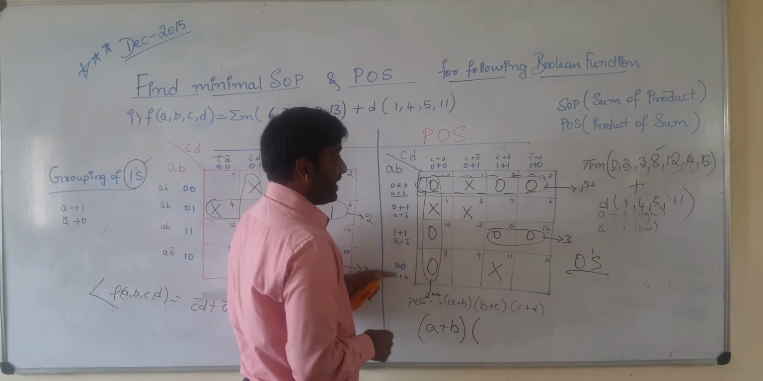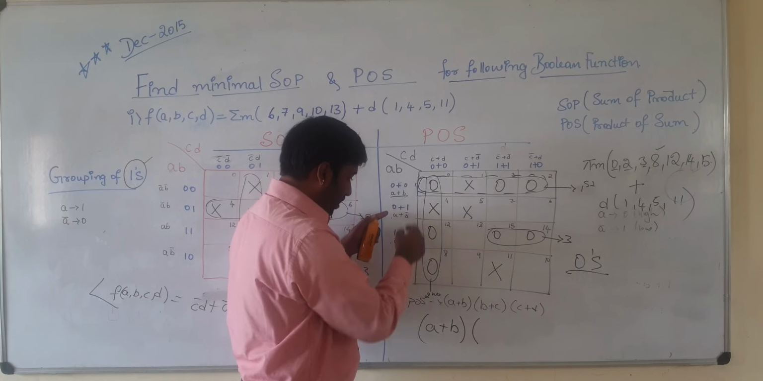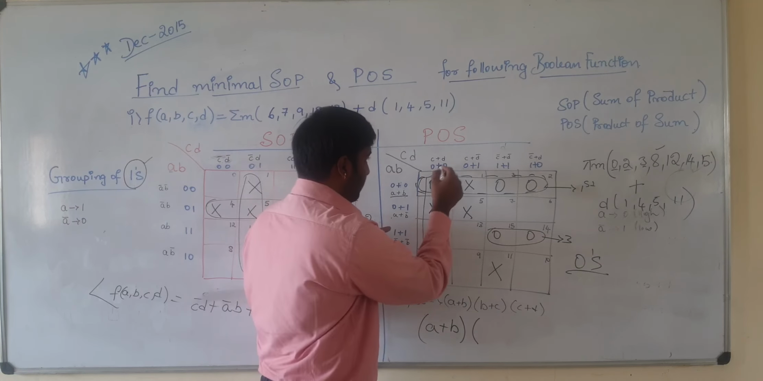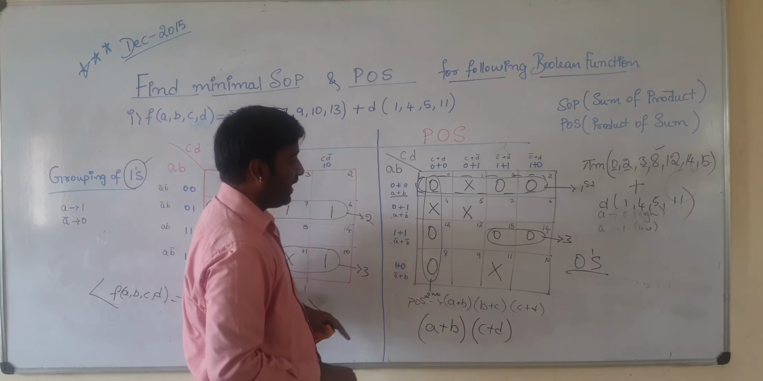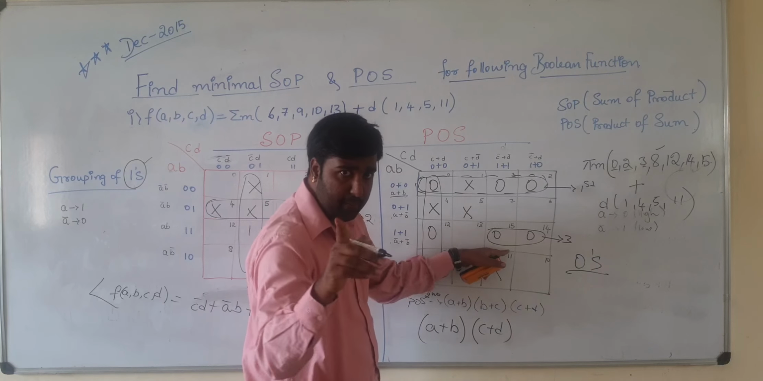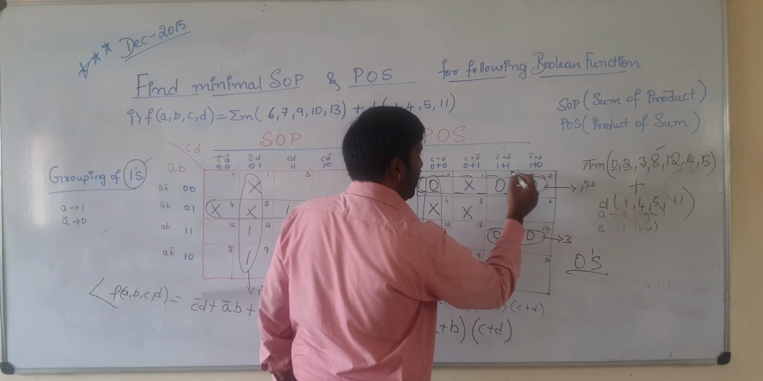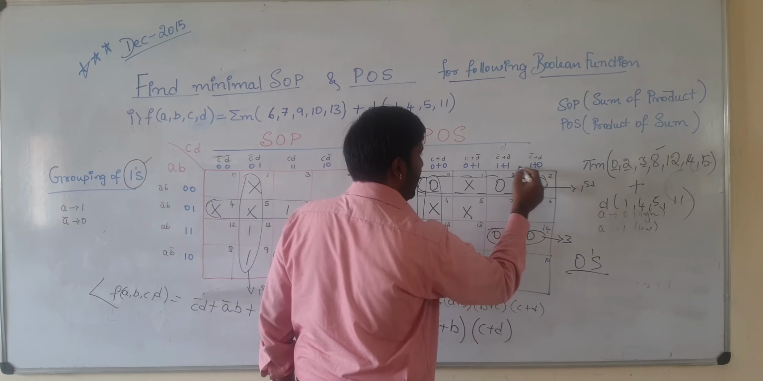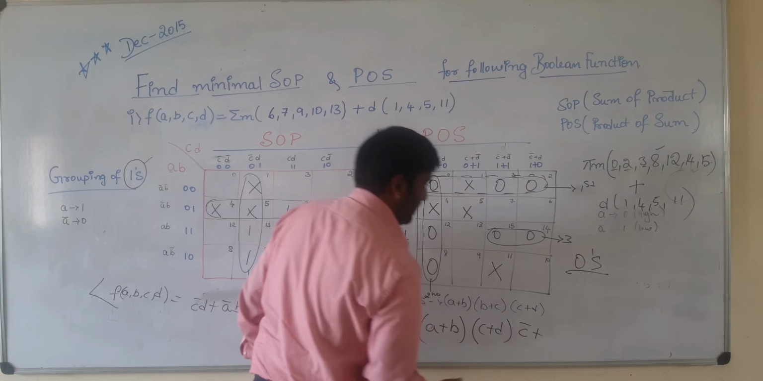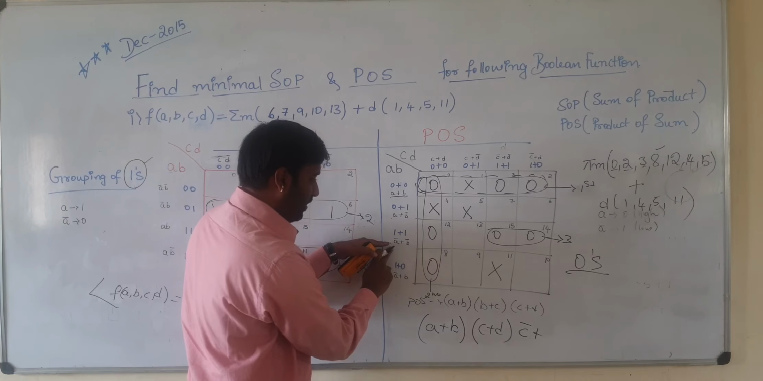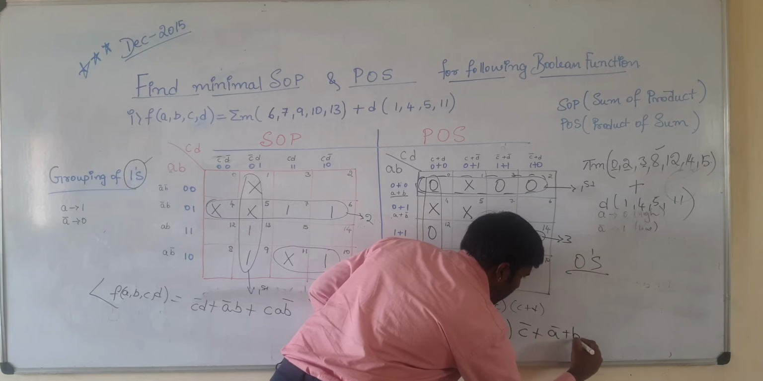into the second group. What is my second group? This column. All the terms get cancelled here. The remaining thing is C plus D. Okay, next I have the last one, the pair. What is the answer for the pair here? Here the 1 and 0 get cancelled, and 1 remains, that is C bar remains. C bar plus A bar plus B bar.